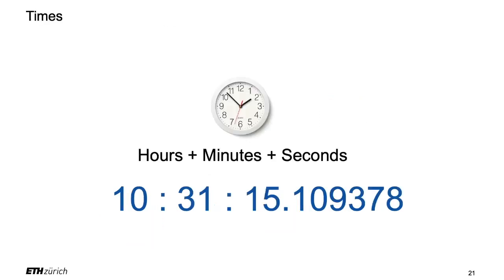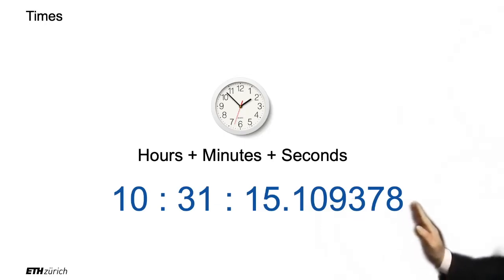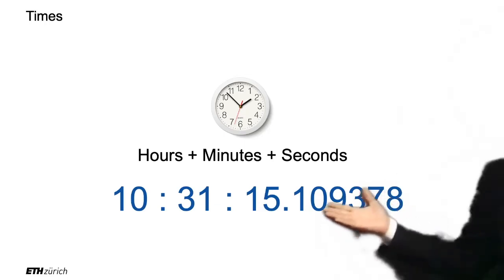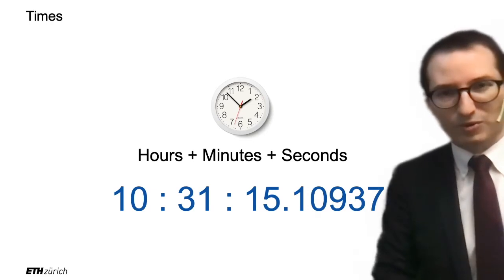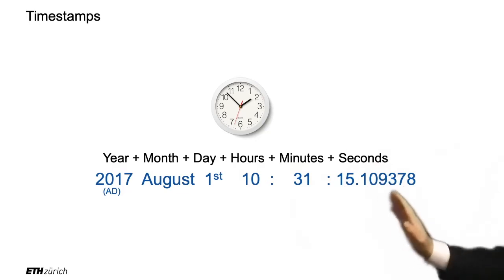Okay, then you have the times. The times give you hours, minutes, and seconds separated by a colon. And many systems also go to a precision of millisecond or microsecond, right? And that's the case typically in the types that we will study for JSON and XML. And finally, you have timestamps that have the whole thing with the year, the month, the day, the hours, the minutes, the seconds.